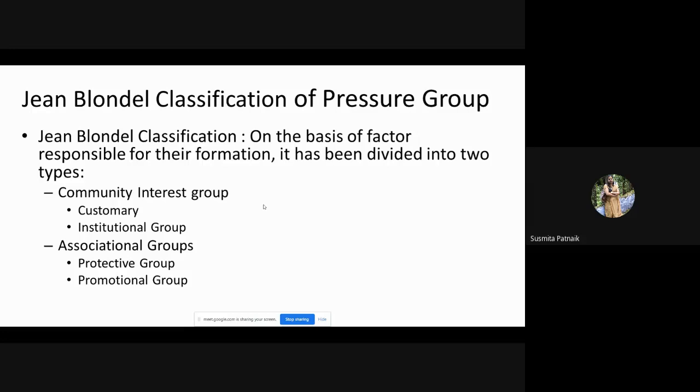Assassinations means murder. Association interest.